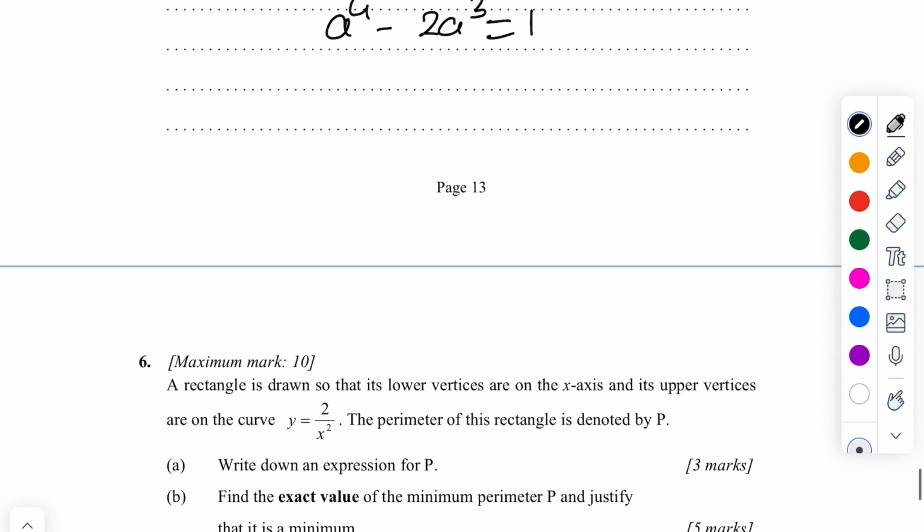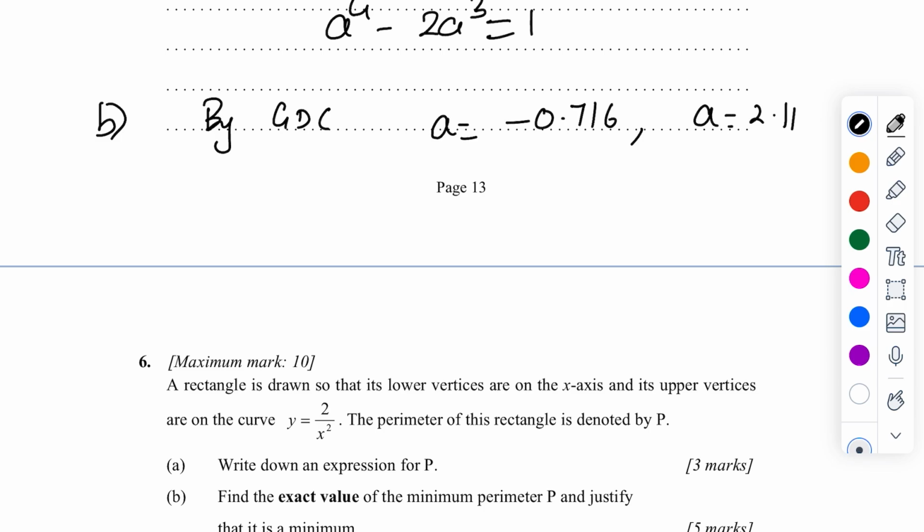So find the minimum value by GDC again. You should be getting a as negative 0.716 and a as 2.11. So when you substitute a as 2.11, we get the minimum value of the distance. That's going to be the answer.